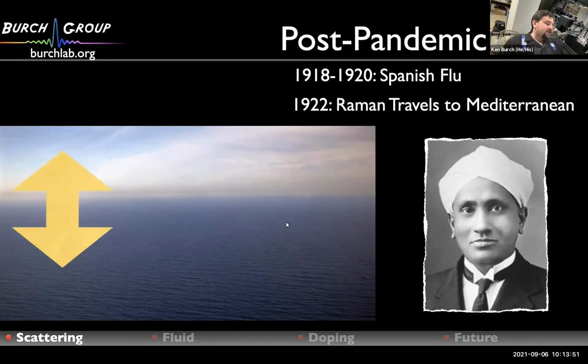He was so excited about that idea that as soon as he gets back to India, he goes and starts measuring light scattering, actually using a telescope with a sun. It's kind of amazing. Anyway, he measures light scattering from various fluids and discovers what we now call Raman scattering. And so indeed, this is a tool invented right after the last pandemic when people could travel again. And I think we're all looking forward to such days as well.